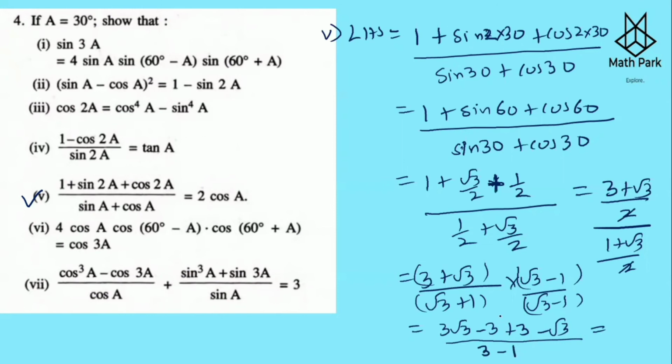In the numerator now, you have this minus 3 plus 3 got cancelled. 3 root 3 minus root 3 is 2 root 3 upon 2. This 3 minus 1 is 2. This 2 and 2 got cancelled. We got the simplification of LHS as root 3.